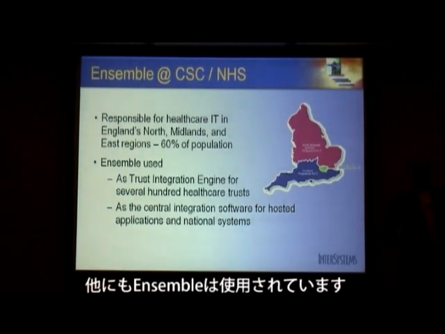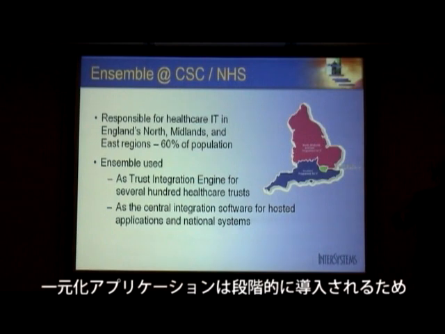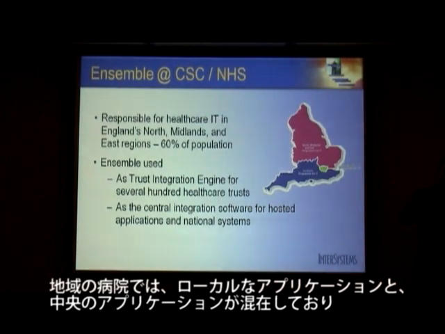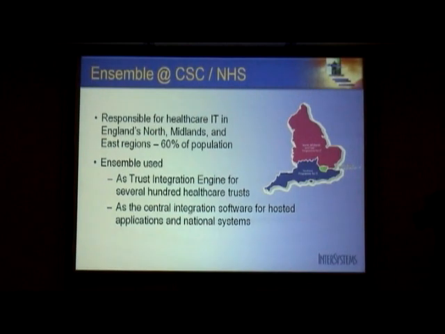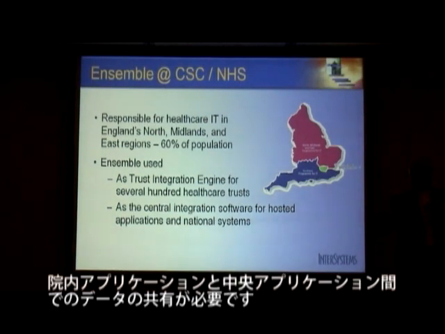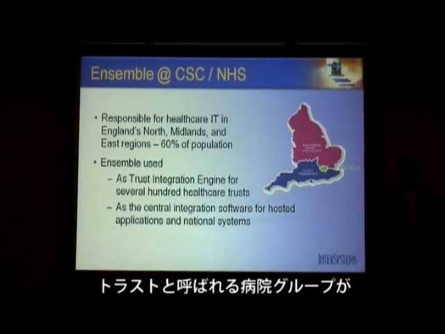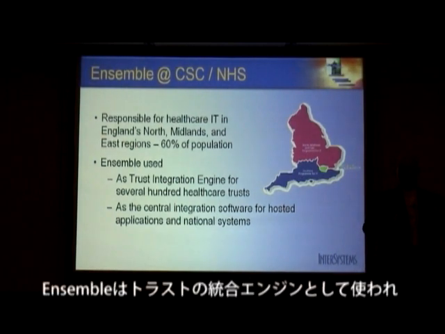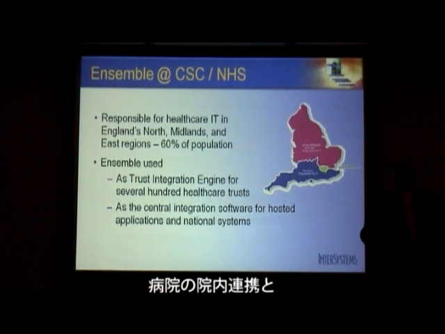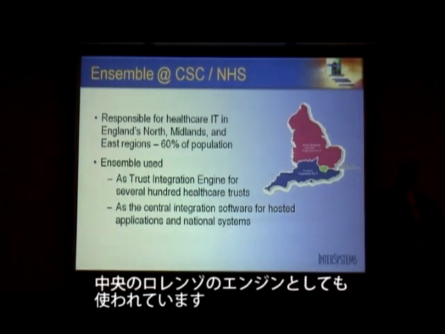There's another use of Ensemble in this deployment because as these centralized applications are being phased in, many hospitals and hospital trusts are still using some local applications in the hospital as well as some of the centralized applications. So they have a need to share data between the applications they still have within the hospital and the centralized applications. The groups of hospitals are called trusts. So Ensemble is used as the trust integration engine, locally at the hospitals, as well as also being used as the backbone integration engine within the centralized Lorenzo new application.